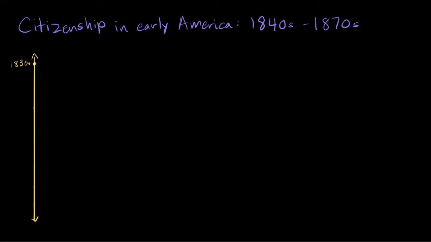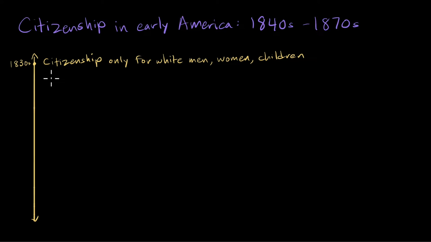In the last video, we discussed who did and did not have citizenship and voting rights from 1789 to the 1830s. To summarize, citizenship was reserved for white men, women, and children, and by the 1830s, the right to vote extended to all white men, regardless of whether they owned property. Although they were citizens, white women could not vote. Indigenous people, enslaved people, and free black people weren't permitted to be U.S. citizens or to vote.